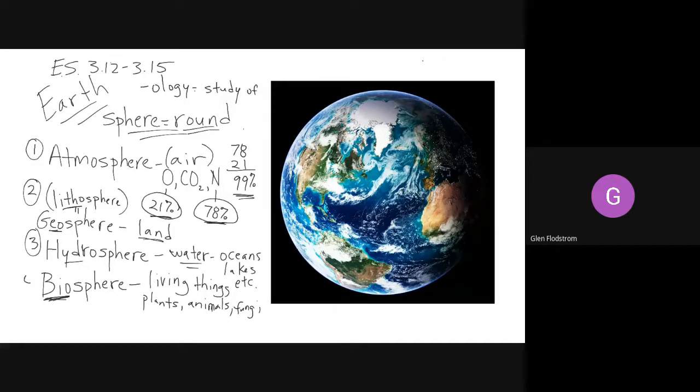And the fourth sphere is your biosphere. The prefix bio means living things. Living things would be your plants, your animals, fungi, protists, bacteria, okay, your coronavirus. Well, I don't want to get into viruses. Okay, so let's go to the next one here.